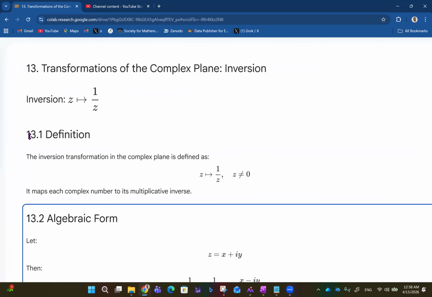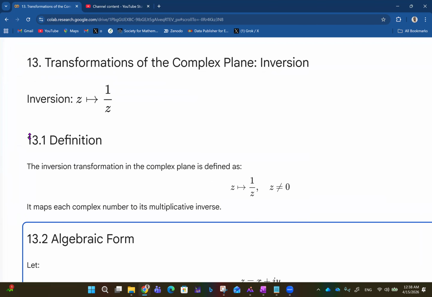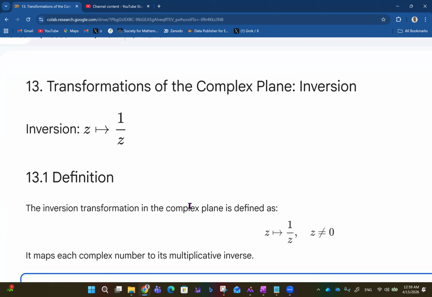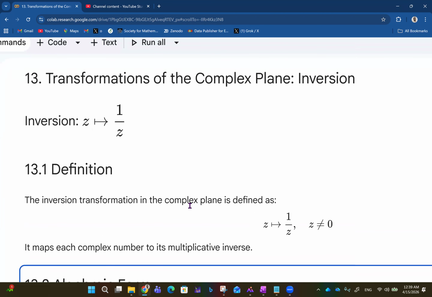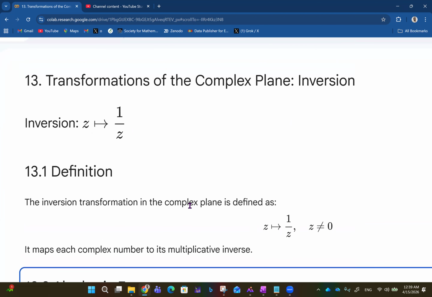What is that about? Okay, so inversion is simply z becoming 1 over z. That's inverse. Z becoming 1 over z. So by definition, the inversion transformation in the complex plane is defined as z being mapped to 1 over z, where z is not equal to 0, because if z becomes 0, this is undefined. So it maps each complex number to its multiplicative inverse. That is what inversion does here.